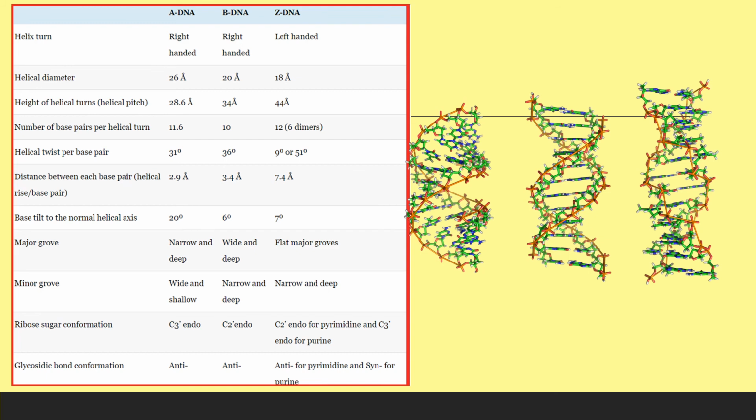Okay, so this is all about zDNA, bDNA and aDNA. So we have studied the features of aDNA, bDNA, zDNA and the difference chart also. So please study this difference chart or this comparison chart. It will be very helpful for you if you are preparing for any of the competitive exams.